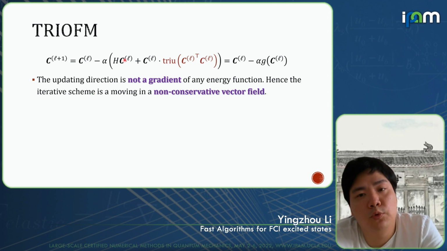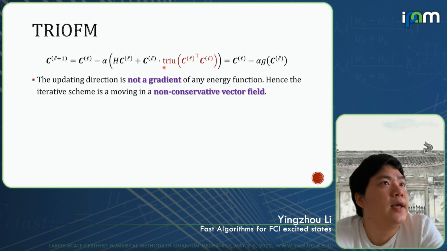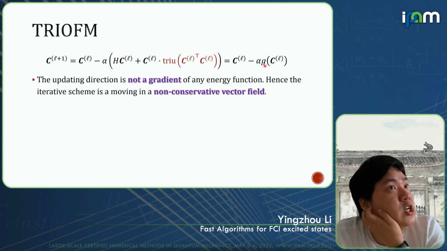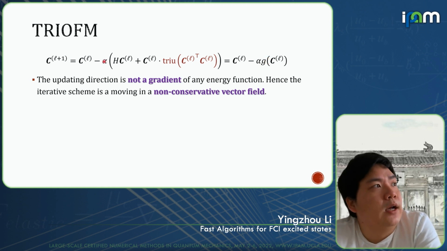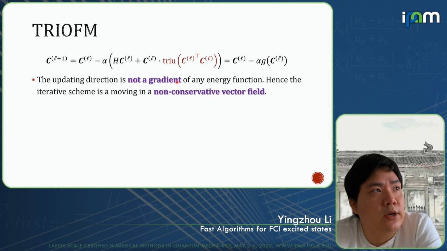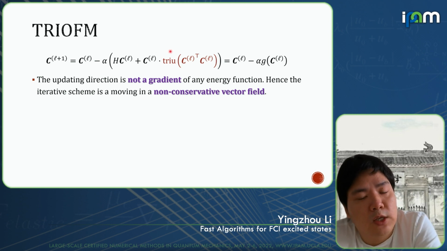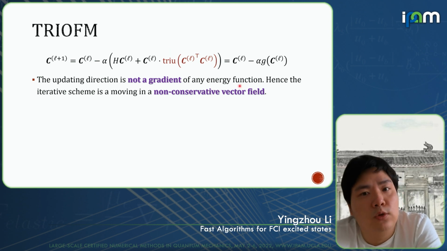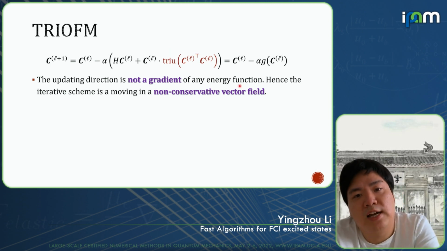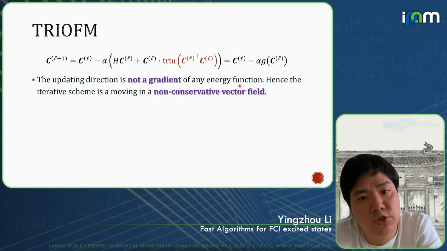We can also call it a fake gradient, and write it using the notation G. However, such an updating direction is not the gradient of any energy function. So this becomes a dynamic system instead of an optimization, instead of minimization of an energy function. So analysis tools or convergence tools from optimization are not possible here, and we have to introduce dynamic system analysis tools to analyze the convergence.